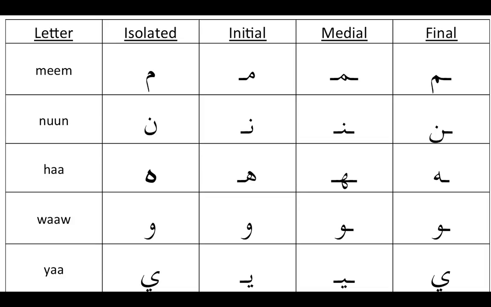And then we talked about 2 exceptions to the rule. We talked about the ta marbuta. The ta marbuta looks kind of like a ha with 2 dots on it. And when a word ends in it and you break your breath, it sounds like a ha. But if you don't break your breath, it sounds like a ta, and it's called a ta marbuta.